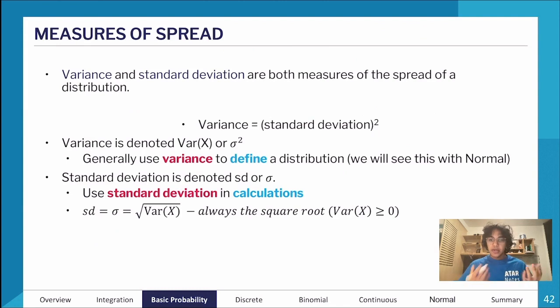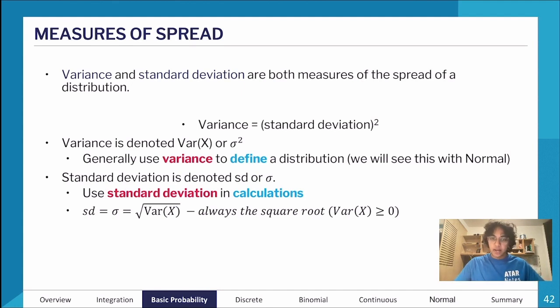Okay, how can we measure the spread of our values, right? Obviously, after we do an experiment, we're going to get a bunch of different values, right? How do we measure the distance between each value, like how each value varies with each other? And so that's where variance and standard deviation come in. So they're both measures of spread, right?